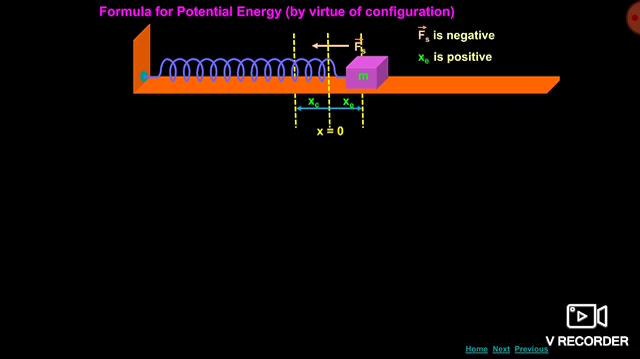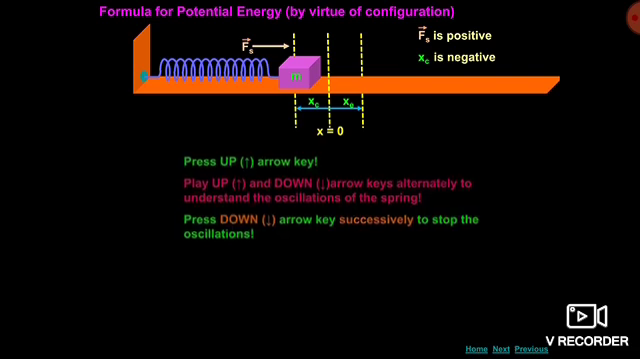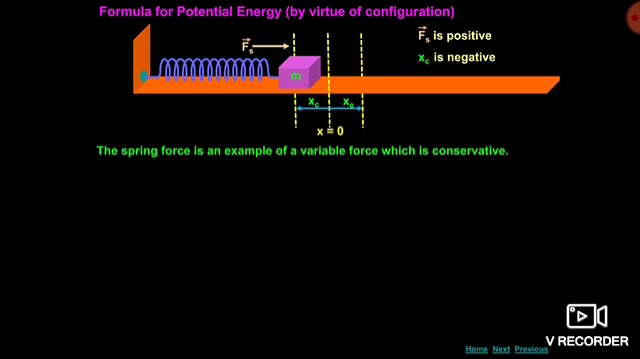Now when you release it, what will happen? The mass m will not stop at its initial position. It will be displaced above it or in the forward direction. Fs is negative, x is positive. Again, now you can see, press the up arrow key and press the down arrow key alternately to understand the oscillation of the spring. You can do it again and again. Press the down arrow key successively to stop this oscillation. The spring force is an example of a variable force which is conservative in nature.